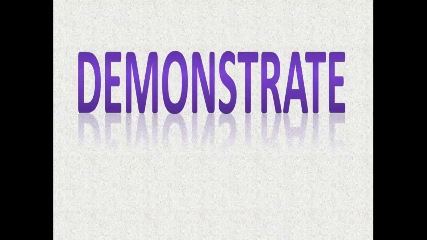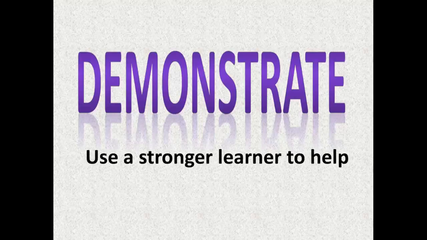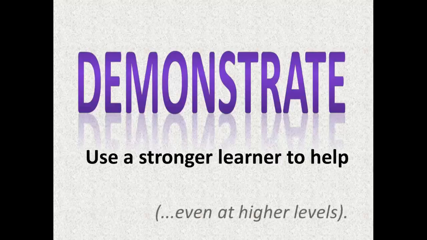Demonstrate. This is the big one. If you take nothing else from this video, this is really key. It's much easier to understand what you've got to do if you just see somebody do it. So demonstrate. Do the first one with them. Do the first couple of examples with them. Use a stronger learner to do it with you. If it's a partner type of thing, use a stronger learner and do a demonstration with them. Even at higher levels, this is useful. At lower levels, it's crucial. So demonstration is really worth a lot of explanation. That's really key.